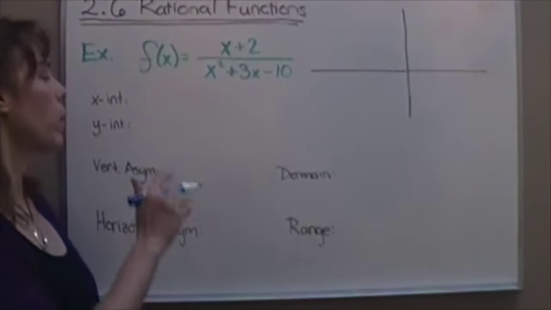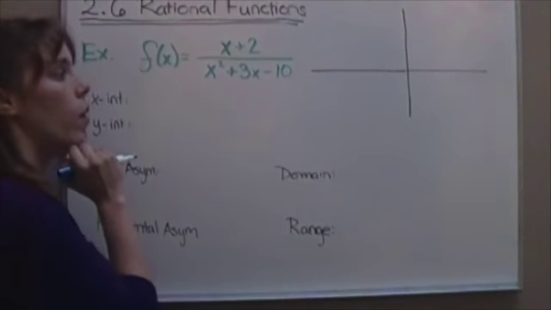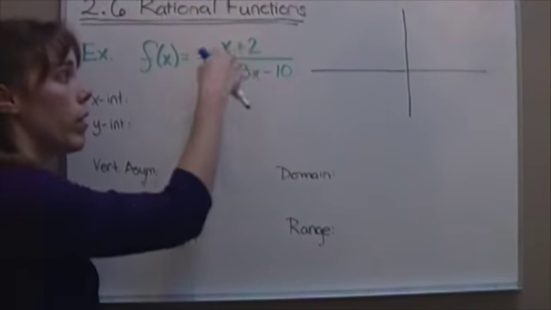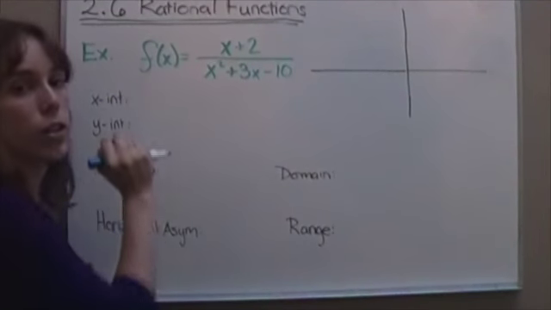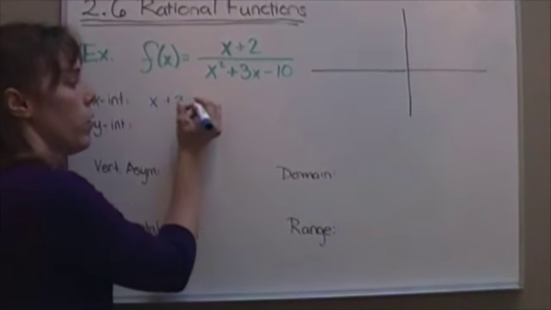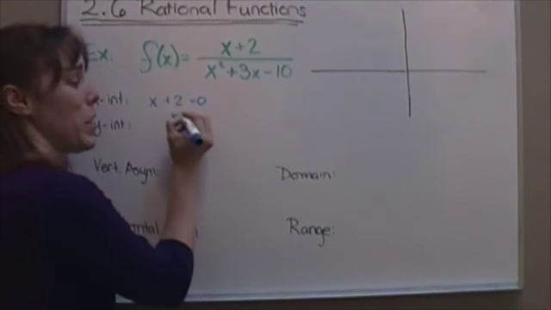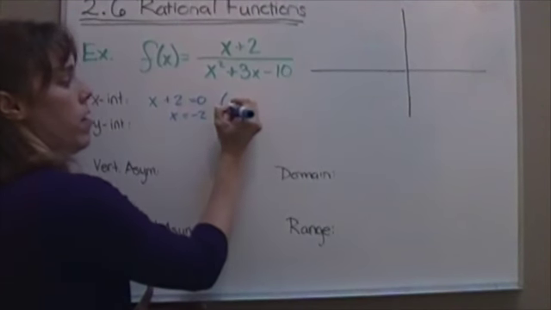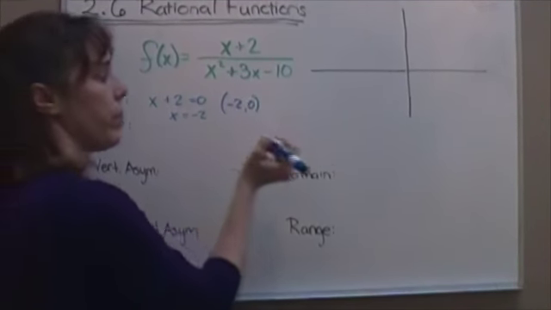Here we go. X-intercepts. Those are the places where the numerator is 0, making the whole function equal 0, right? The y value is 0. Where is x plus 2 equal to 0? Right, that's at x equals negative 2. So my x-intercept is negative 2 comma 0.